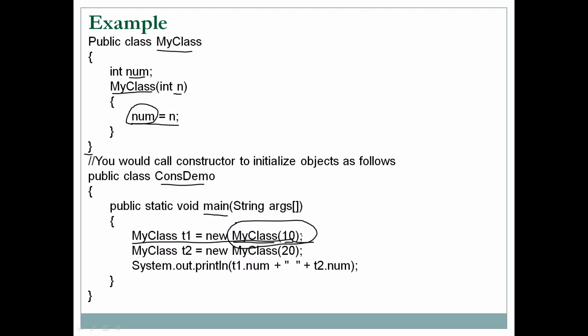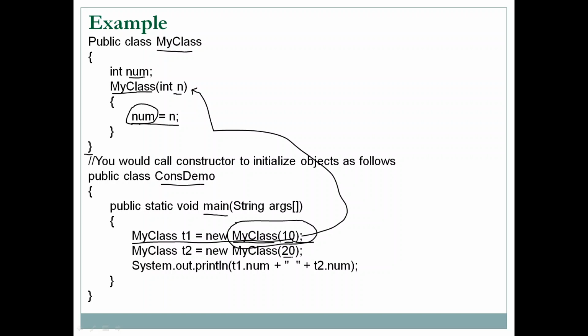So from here the constructor is called, and when the constructor is called, the value 10 is sent, and that will be stored in n, and the same value will be assigned to num. Okay, same way we have created one more object of the class MyClass, t2 equals new MyClass, but the value here which we are passing is 20. So again the constructor is called, and the value which is stored in num is 20.